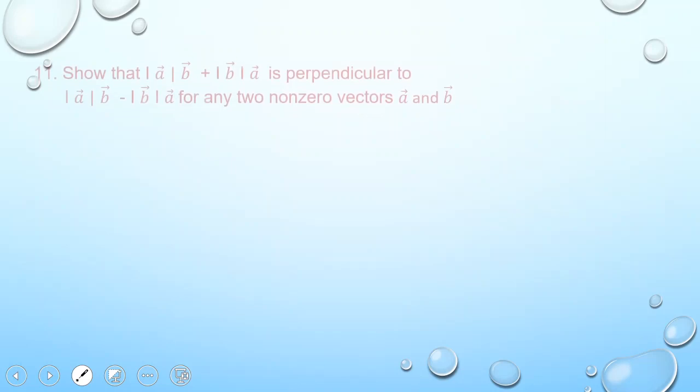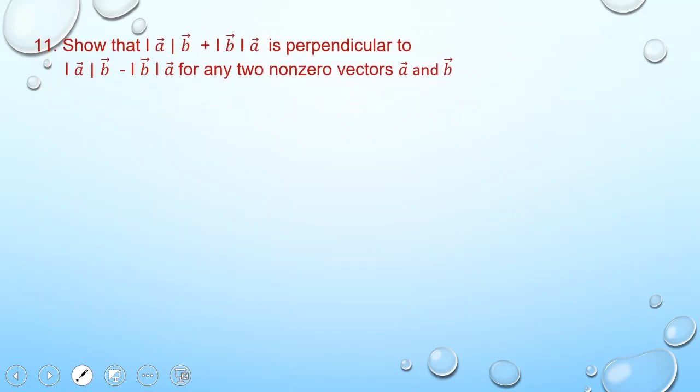So your question number 11 is like this. Show that magnitude of vector A into vector B plus magnitude of vector B into vector A is perpendicular to magnitude of vector A into vector B minus magnitude of vector B into vector A.